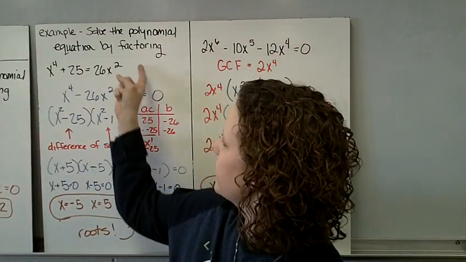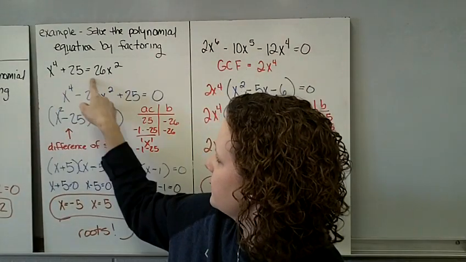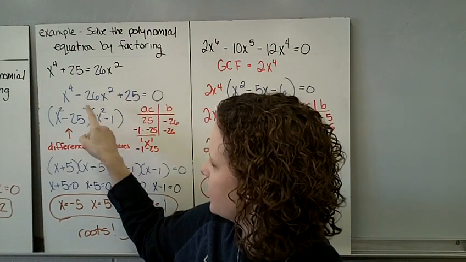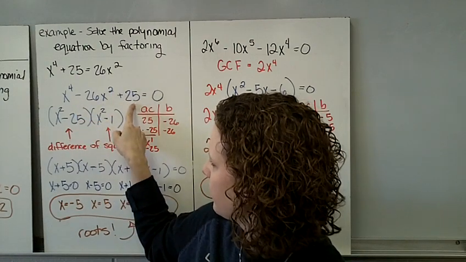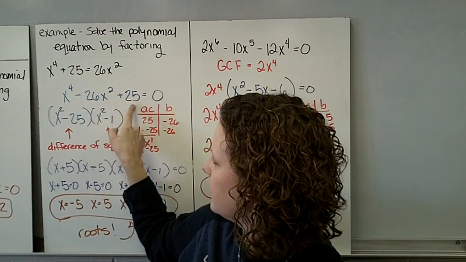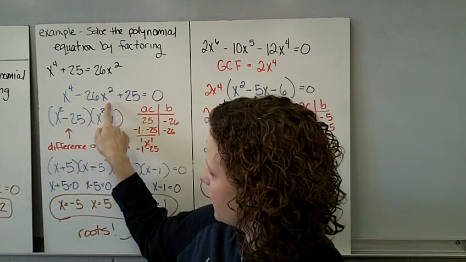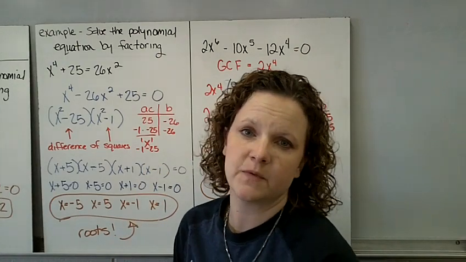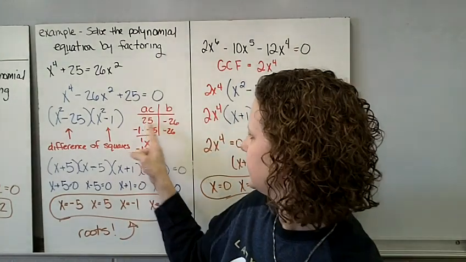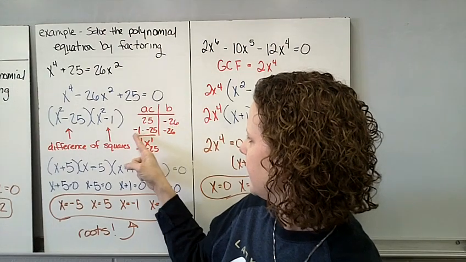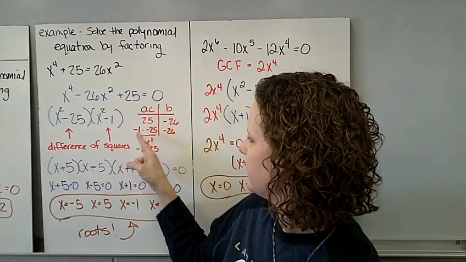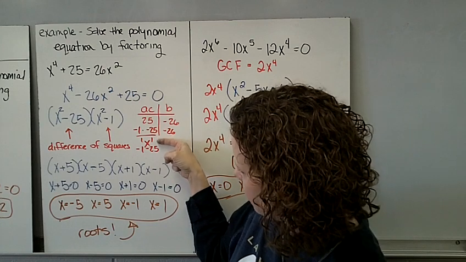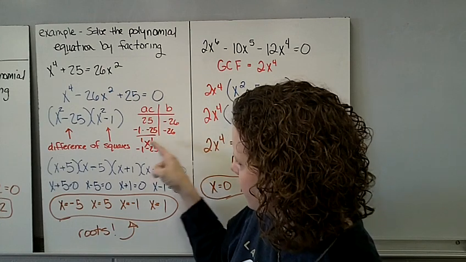All right, let's do another example. x to the 4th plus 25 equals 26x squared, standard form. Okay, it's a trinomial. It's a little strange because we have x to the 4th, x squared, and a constant. So let's try a, c, and b and see if we can figure it out. A, c, b. Negative 1, negative 25 is 25, and then you add those together to get 26. Divide by factors of a, gets everything in the right order.